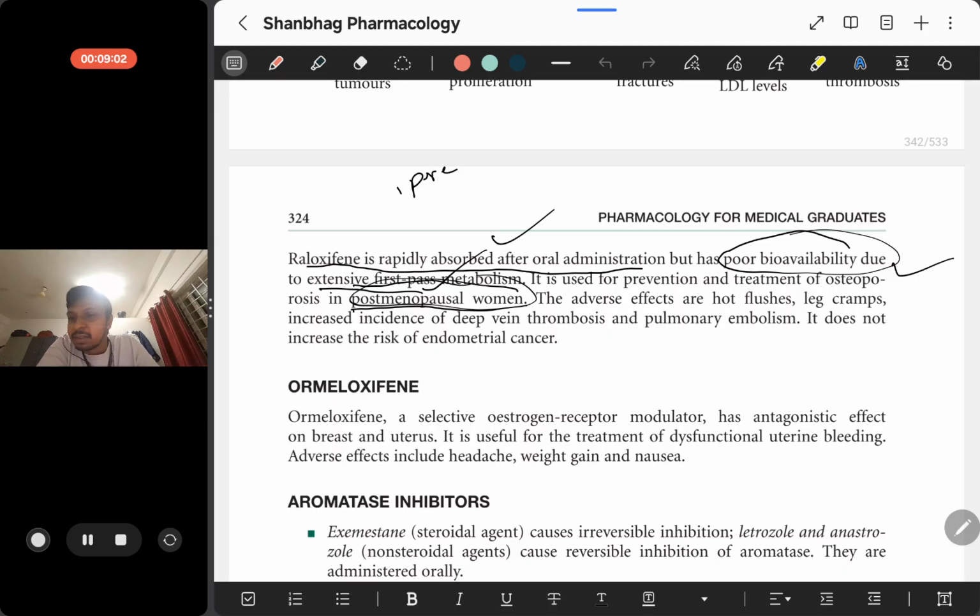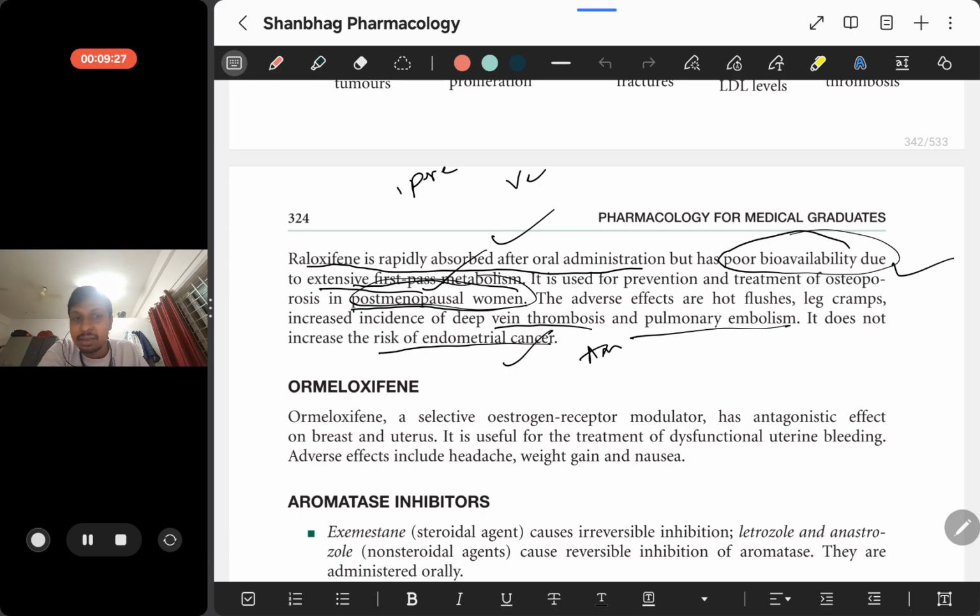Regarding the adverse effects, on the venous circulation it might cause deep vein thrombosis. So here we can see the chances of deep vein thrombosis as well as pulmonary embolism. It does not increase the risk of endometrial cancer because here it shows an anti-proliferative effect on the endometrium.